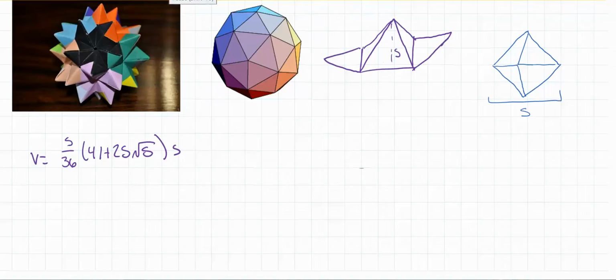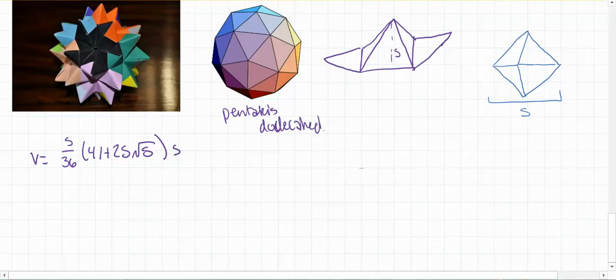To find the volume of a 60-piece star, you have to first find the volume of the interior and then add on the little spiky things. So this shape is actually called a pentakis dodecahedron. And then from each of these little triangle pieces, you have one of these spikes coming out. So you have 30 in total.